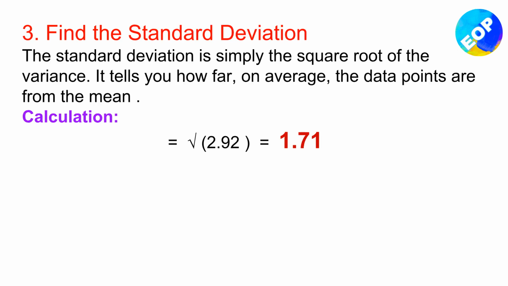3. Find the standard deviation. The standard deviation is simply the square root of the variance. It tells you how far, on average, the data points are from the mean. Calculation: equals square root of 2.92 equals 1.71.